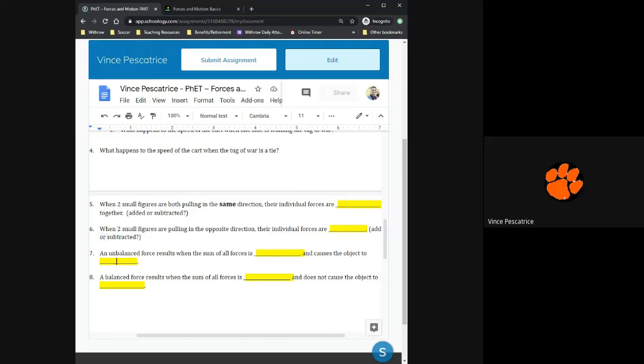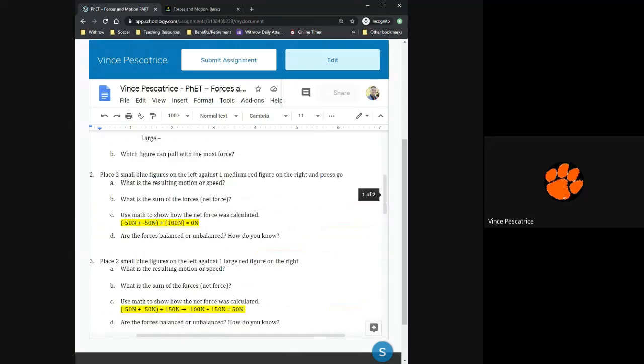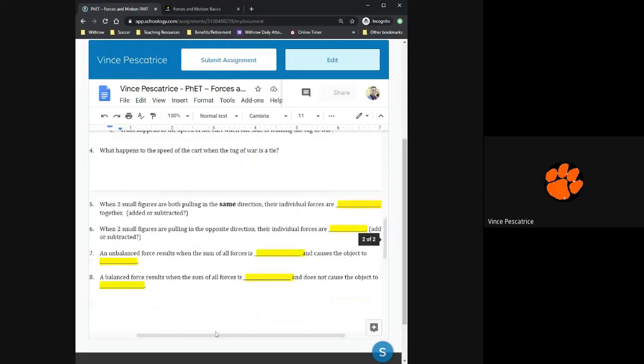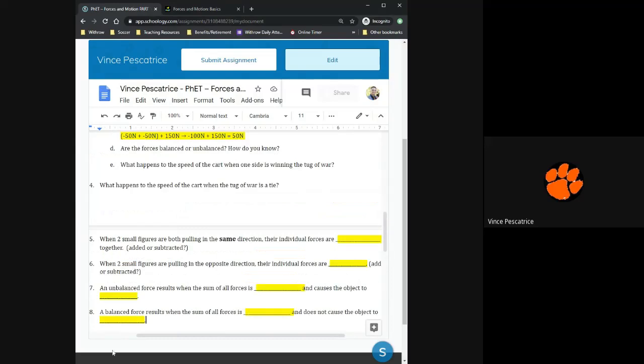A balanced force is when the sum of the forces is what? Okay, you can look up here again if you're looking for that. And does not cause the object to blank. What happens? Is there motion, move, or not move? Okay, so I'm going to give you guys 10 minutes to finish up these. Whatever you don't finish will be homework. But if you need help, put it in the chat or shout it out and I can help you out. All right? But make sure you're working on this. Take advantage of this. And I really hope that when the class is over, you can just hit submit and be done with this.